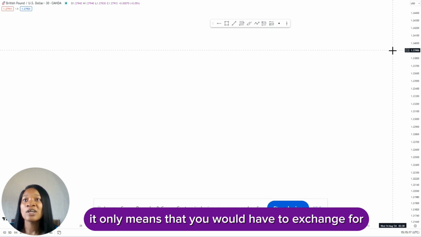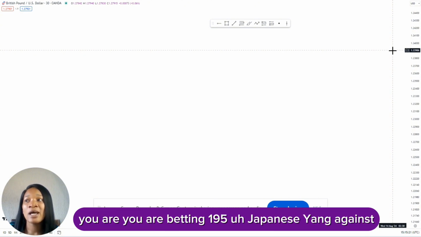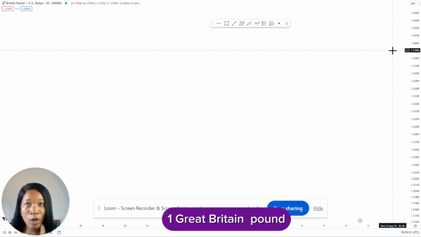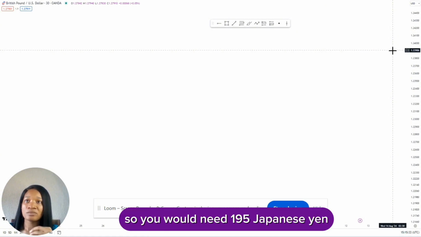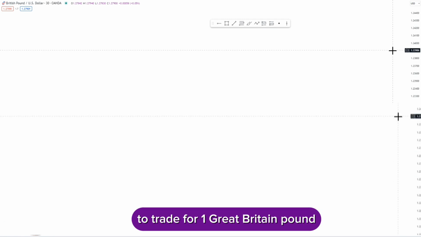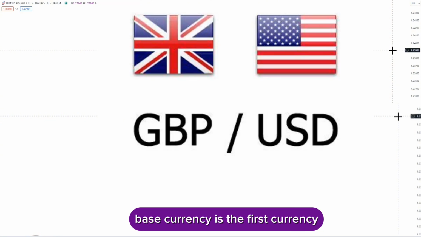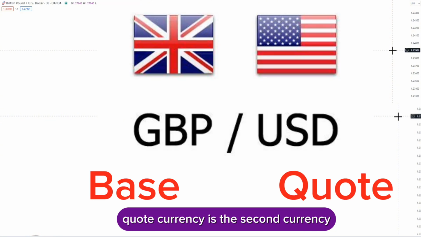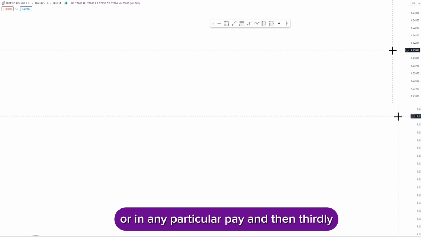It only means that for you to trade that pair, you are betting 195 Japanese yen against Great Britain pound. So you would need 195 Japanese yen to trade for 1 Great Britain pound. So again, I'll take that again. Base currency is the first currency, quote currency is the second currency in any particular pair.